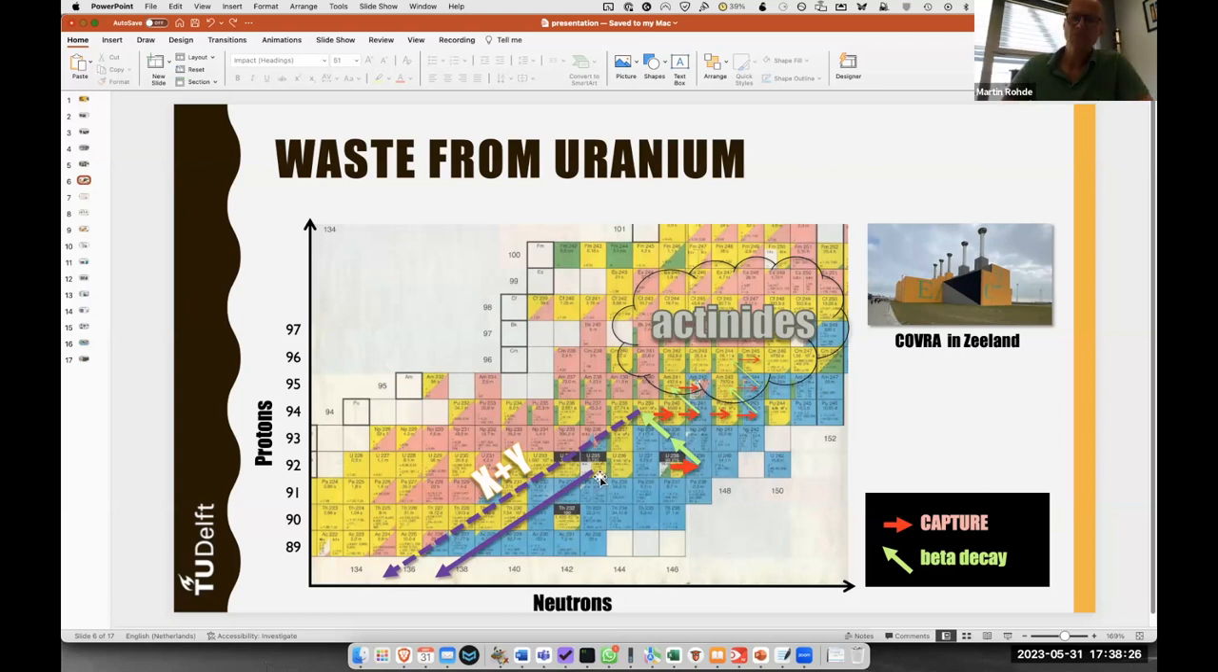Now, 4% of the fuel is uranium-235 in the beginning. So that's here. And if you fission them, you go to lower elements, somewhere very below in the table, and you win a lot of energy.